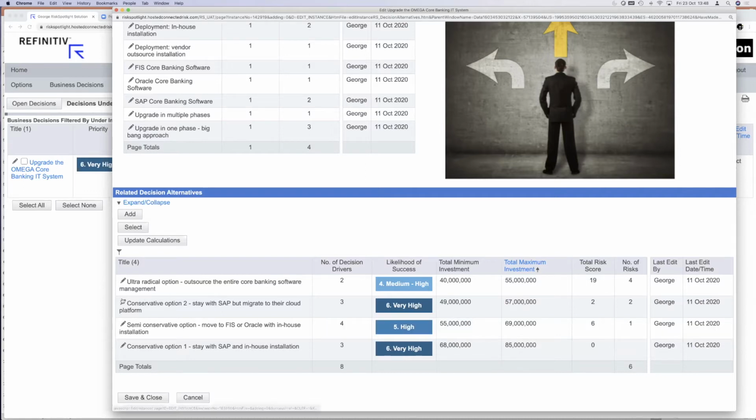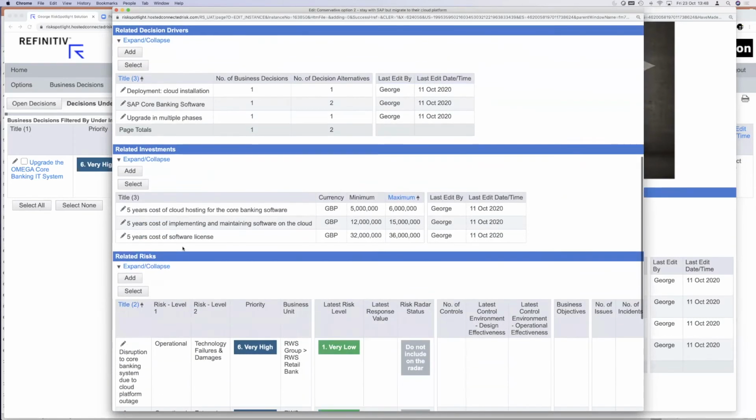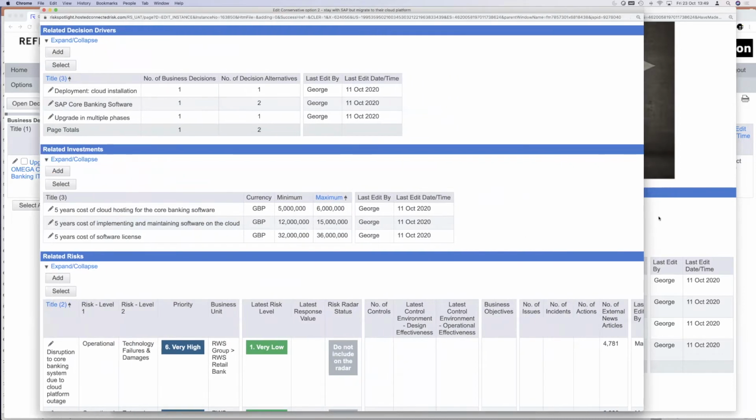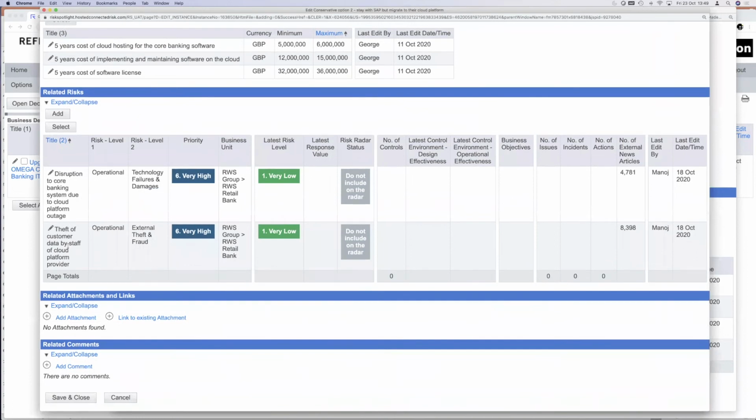And if I open the conservative option 2, this is where you will be able to see the level of investments. So in this case, you can see that the cost of cloud hosting will be 5 to 6 million over the next 5 years. The cost of implementing and maintaining the software will be 12 to 15 million. The cost of the software license will be 32 to 36 million. So they've identified the different investments in the context of that alternative, and they've identified the operational risks we would be taking if we go with that alternative.